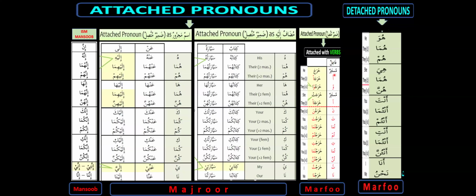So with this, we end the class. I'll give you one more crux, one last time. Attached pronouns can be marfu, can be mansoob, and majroor. When they are mansoob or majroor, you will pick from this list where the cursor is moving, right? And if you want them to sit in the chair of marfu, in the case of laysa, you will pick it from the list of these pronouns which you actually attach with the verb.